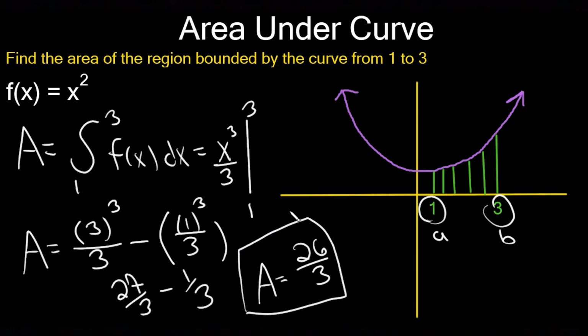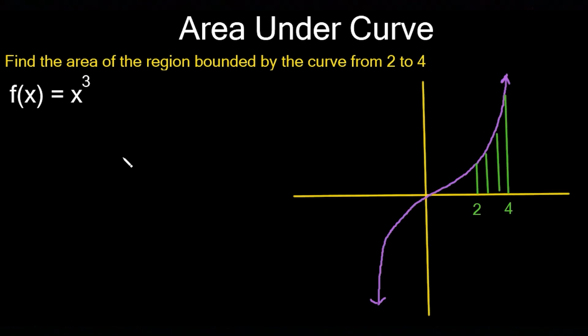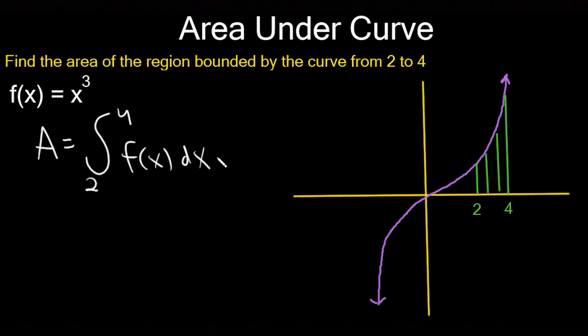Let's go ahead and try another example. So here's my next example. This time I'm dealing with a cubic, but we're going to do the same thing here. I'm going to say area is equal to the definite integral from a to b, which in our case is 2 to 4. Then again, I'm going to take the antiderivative of f of x dx, which, applying the power rule, is going to be x to the fourth power all over 4.